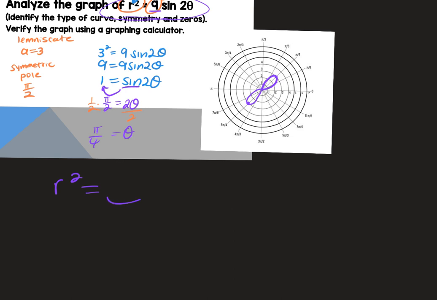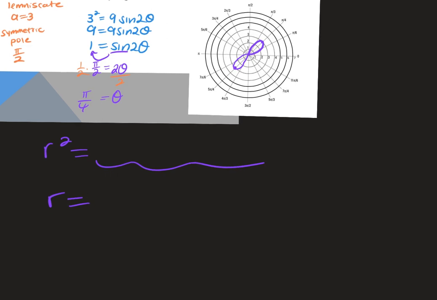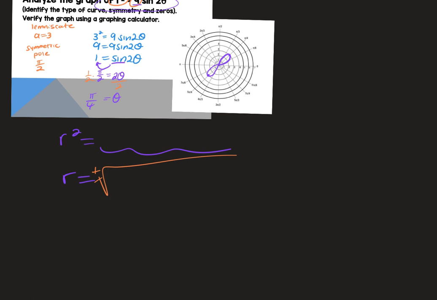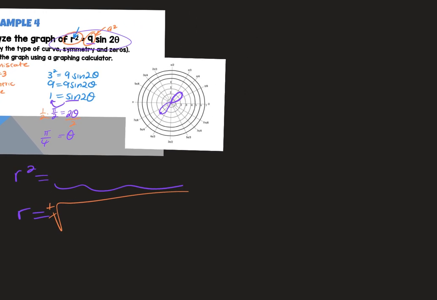If it's r squared equals this, and I need to make it r, what do I have to do? You have to square root, and when you square root, you have to remember to do what? Plus and minus, which means you're typing in 2 equations for this guy. You're typing in square root of 9 sine 2 theta, and then negative square root of 9 sine 2 theta. You don't have to solve what's underneath it. You just have to type it in. Enter.